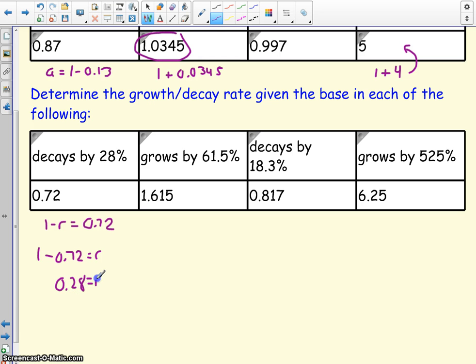Okay, so that gives you our decay rate as a decimal. You have to multiply it by 100 to get it into a percentage. So multiply it by 100%, and that's what gives us our decay by 28% here. Okay, and that's going to be our general steps that we're going to follow here.